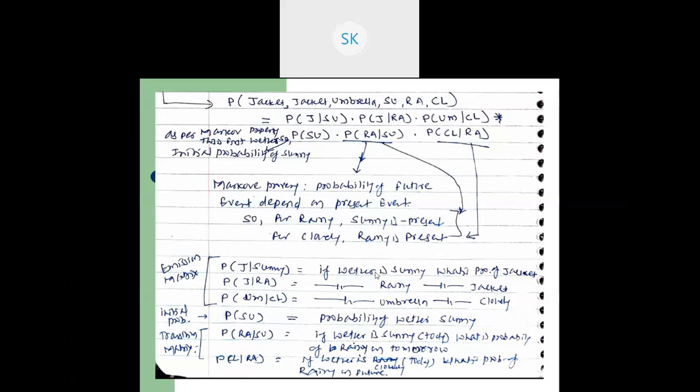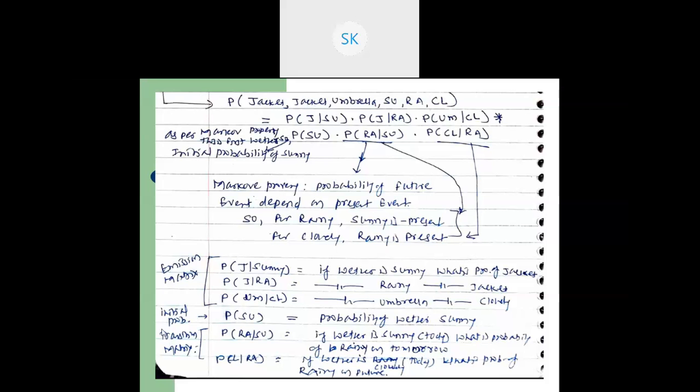This is what first: if the weather is sunny, what is the probability of jacket? Second, if it is rainy, what is the probability of jacket? UM by CL means that if the weather is cloudy, what is the probability of umbrella? Okay. So if you see, this data we can get from the emission matrix.